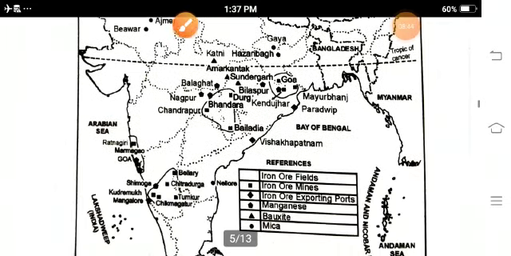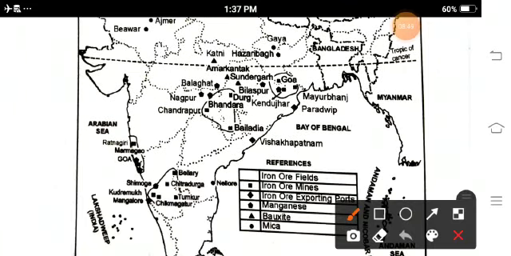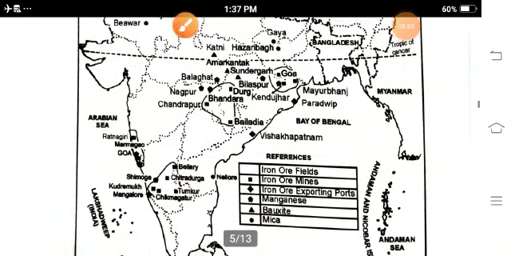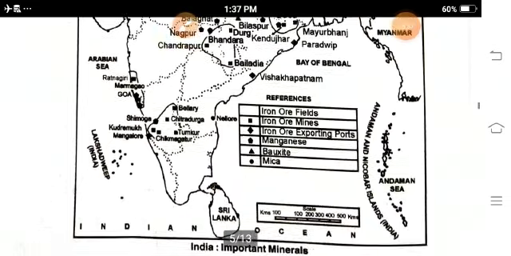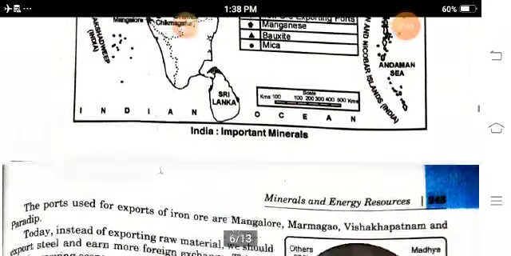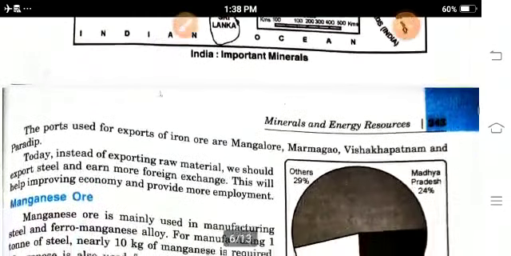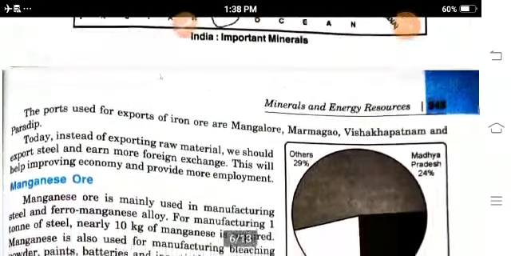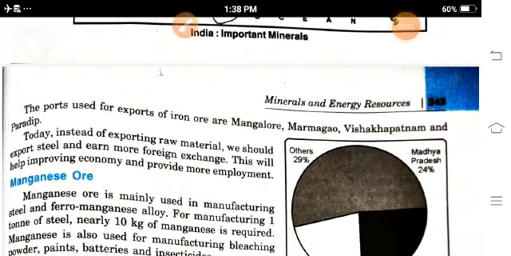Now you have to see this map of India, and there you see Ajmer, Balaghat, Hazaribagh, which are near Visakhapatnam and Khendujwar. These are the iron ore fields and iron ore mines. Now, some of the important areas for the iron ore fields.